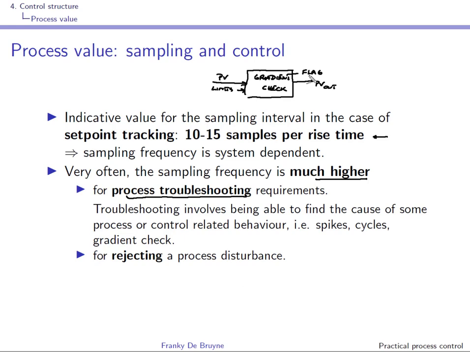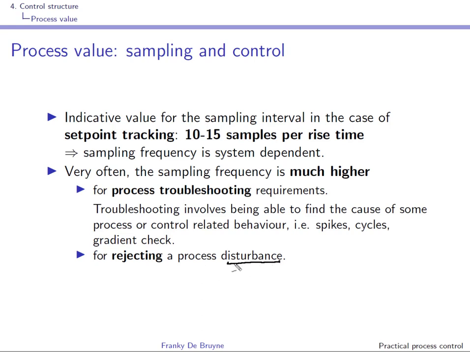And then what the user can do is see what has happened, and if everything is all right, give a reset to this gradient block so that PV out is again the PV at the input. Note that for a disturbance rejection problem, the sampling period is also dependent on the nature of the disturbance, and this might also lead to a sampling frequency that is much higher than given by this rule.